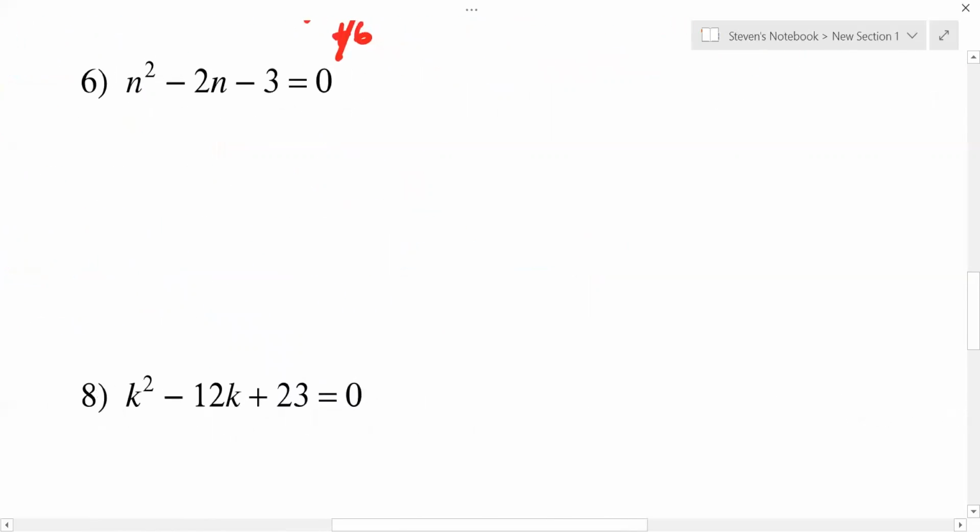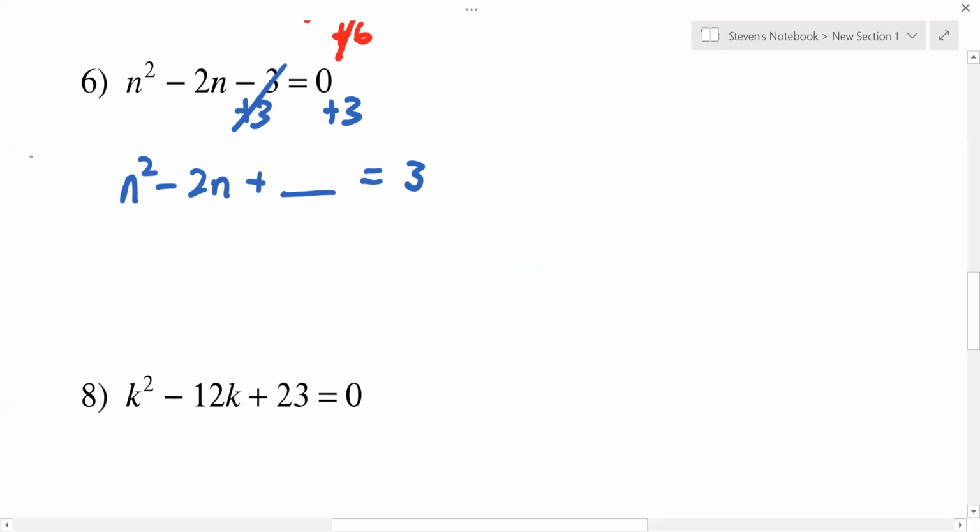On to the last one for this tutoring. Number 6, let's get rid of the c term. It always needs to be on the other side, so we'll do that. Now I have n squared minus 2n plus, I'm going to leave a blank spot there, equals 0 plus 3 is 3. All right. Now, what am I going to add there?